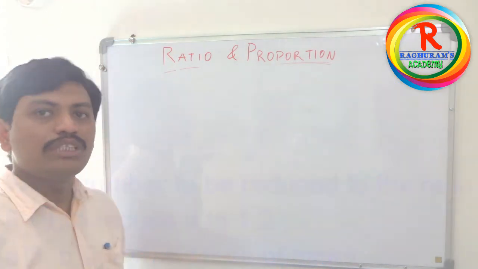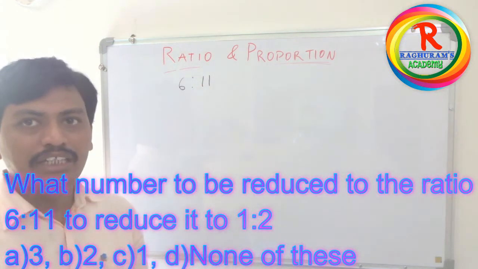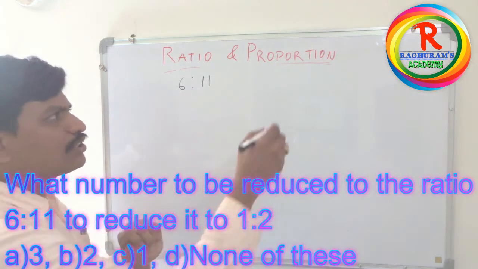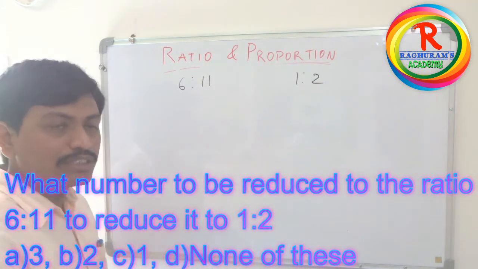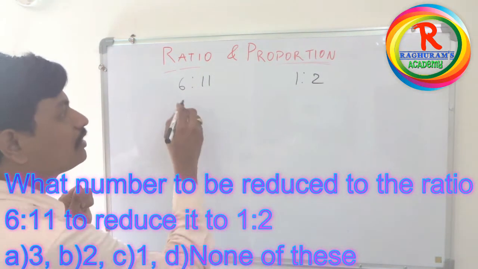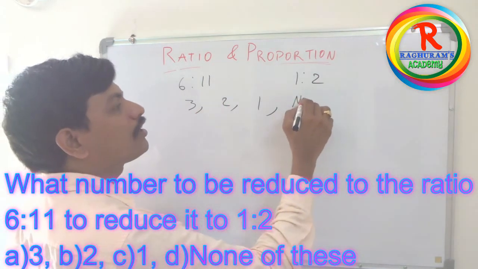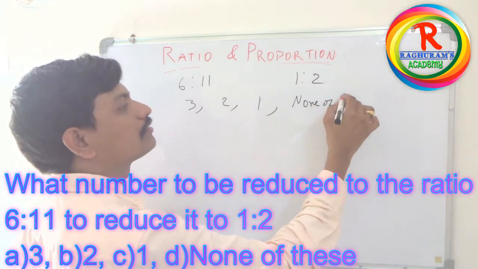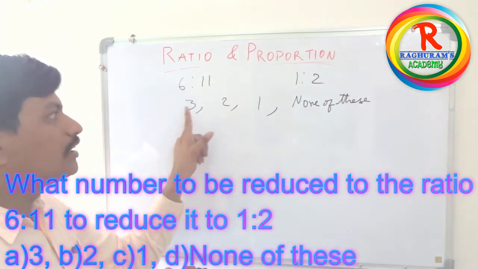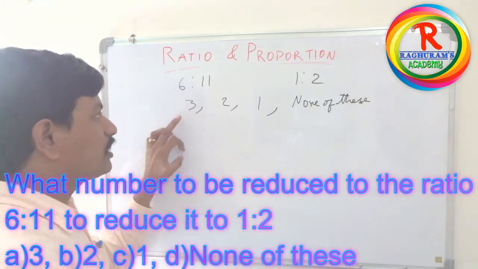In the same way, we do a similar problem. Given the ratio 6:11, what number must be subtracted to reduce this ratio to 1:2? Okay, we have to subtract one number to reduce this ratio to 1:2. The options are 3, 2, 1, none of these. Here in this case we check each and every number: 3, 2, 1. If 3, 2, 1 are not the answer, we directly choose the option none of these. But first start with this one.